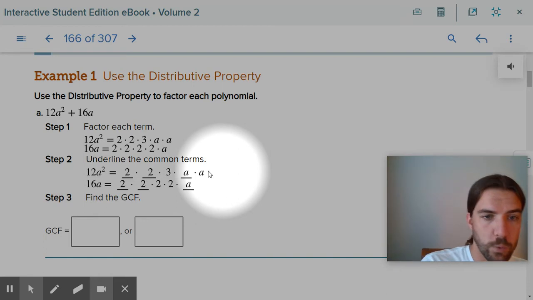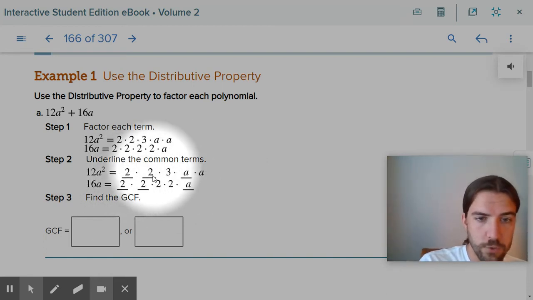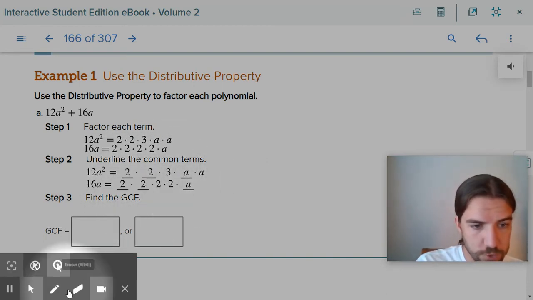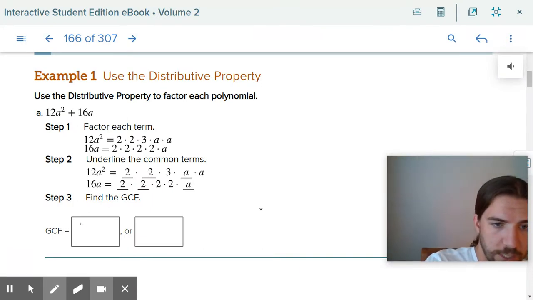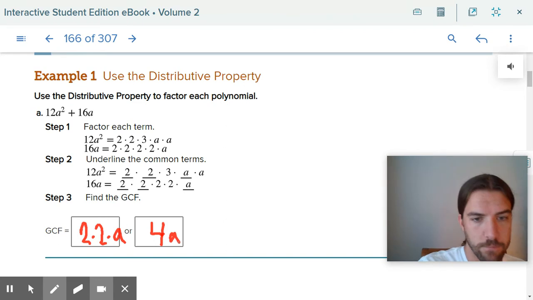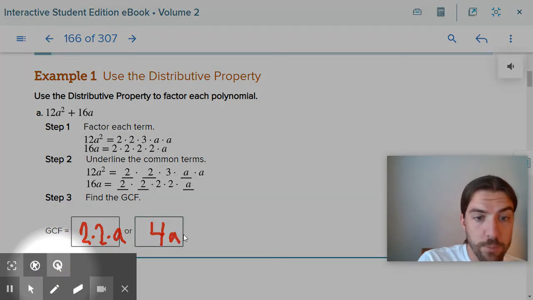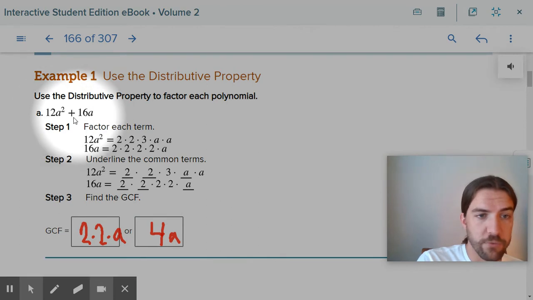So what do we get when we have our 2 times 2 times a? Well, 2 times 2 is 4, and times a. So 2 times 2 times a, or 4a. Okay, so our greatest common factor of these two would be 4a.